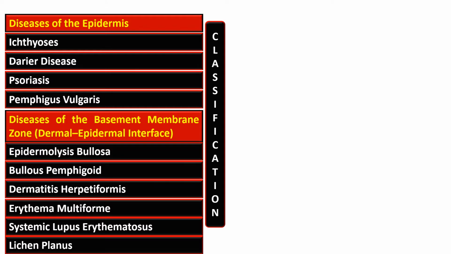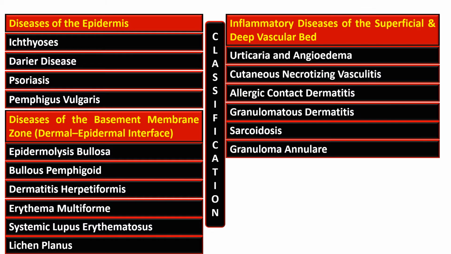vulgaris. Then there are diseases that are limited to the basement membrane zone, and these include epidermolysis bullosa, bullous pemphigoid, dermatitis herpetiformis, erythema multiforme, systemic lupus erythematosus, and lichen planus. This classification is on the basis of the site of the skin that is involved.